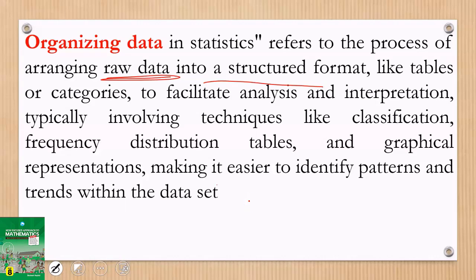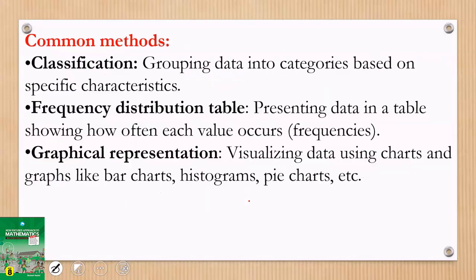So we have the most common ones that we normally do. That is classification, grouping data into categories based on specific characteristics. We can also use the frequency distribution table to organize our data, and we can use graphical representation, that is visualizing data using charts and graphs like bar chart, pie chart, histogram, and so on. So that is what we are going to do about organizing data. With this particular video, we are going to focus on how to do a frequency distribution table.